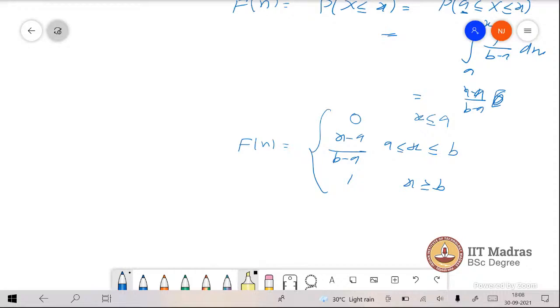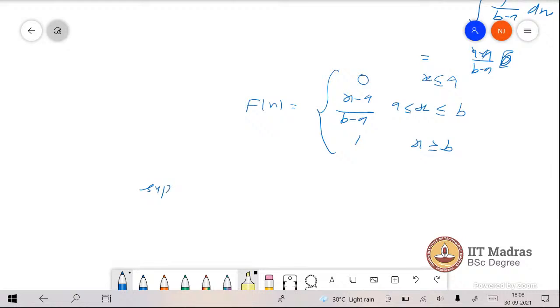Sir, can you please explain what is support? Yeah, what is support? Support of X is defined as all those points on the real line where f of x is non-zero.